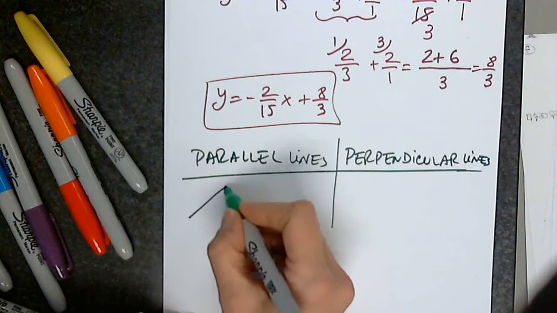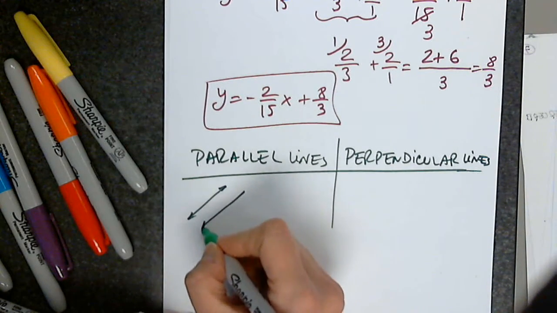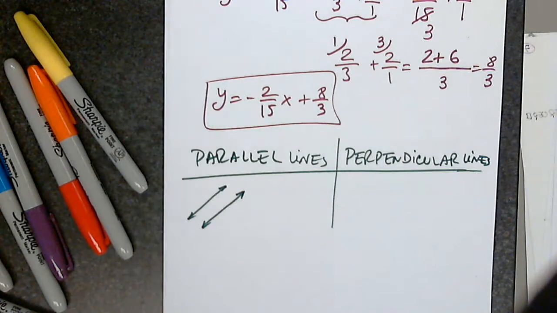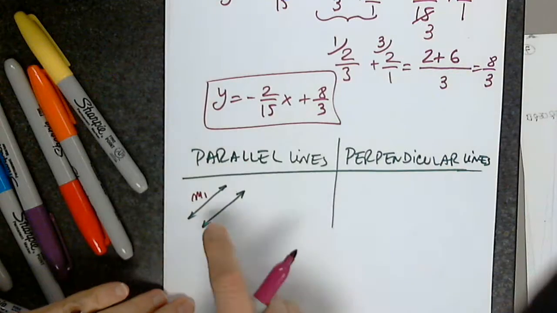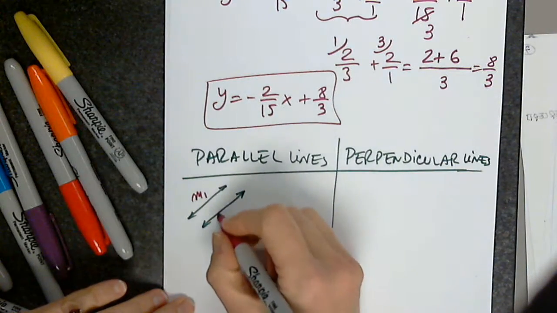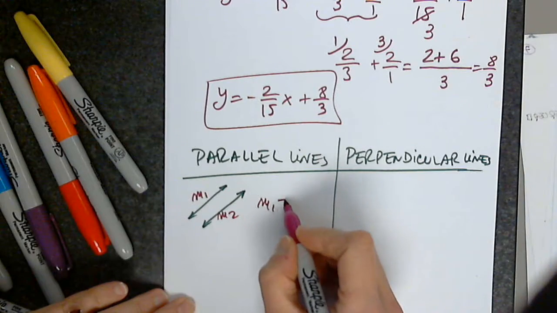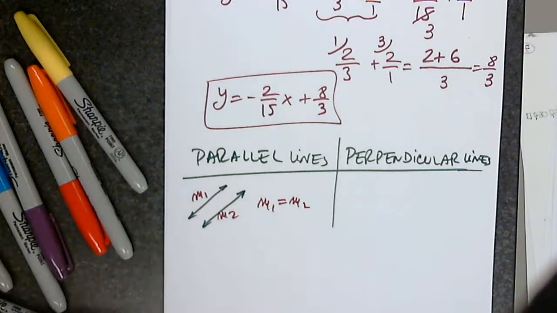So two lines are parallel if there is a specific relationship between the two slopes. So my arms are parallel. Why? Because they have, very good. So if this line has slope m1 and this line has slope m2, two lines that are parallel must have the same slope.